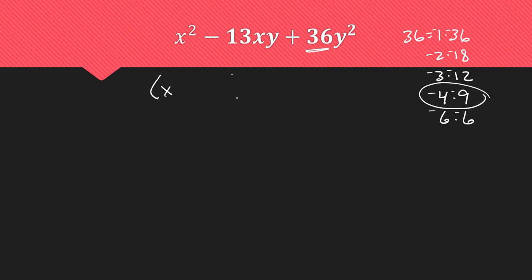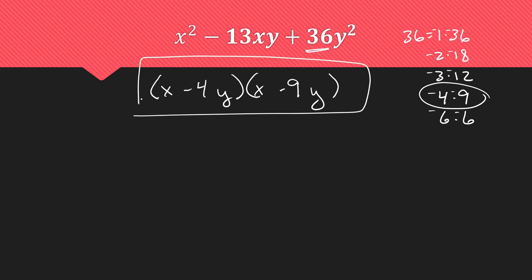So I'm going to still start with x. And I'm still going to use my -4 and my -9, but to get that y squared at the end, I need a y for both of those. So those are my factors. We'll look at this a little more closely in class, but again, let's FOIL to do our check. So first, outside, inside, last.